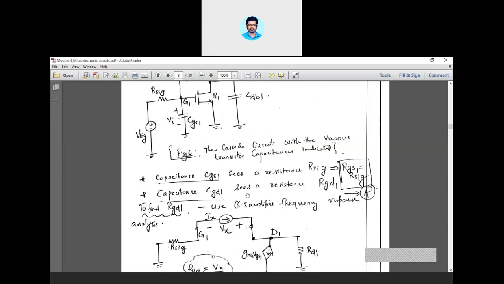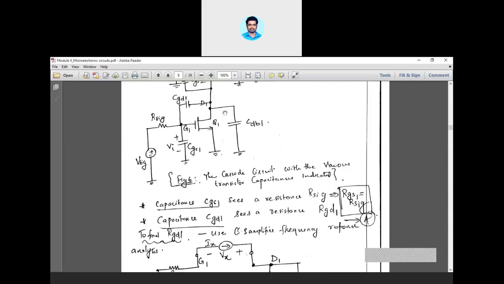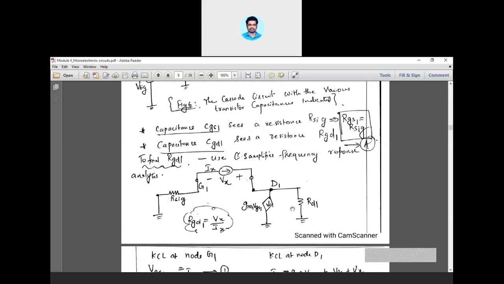I'll be putting a dummy voltage source as shown in the diagram here. Here it is positive, here it is negative, so there will be a current flow which is represented by Ix. This voltage divided by this current Ix will get you the resistance RGD1. So RGD1 is a resistance that is to be found across the terminals G1 and D1. Now at drain 1 you have a resistance RD1, which I have shown here.